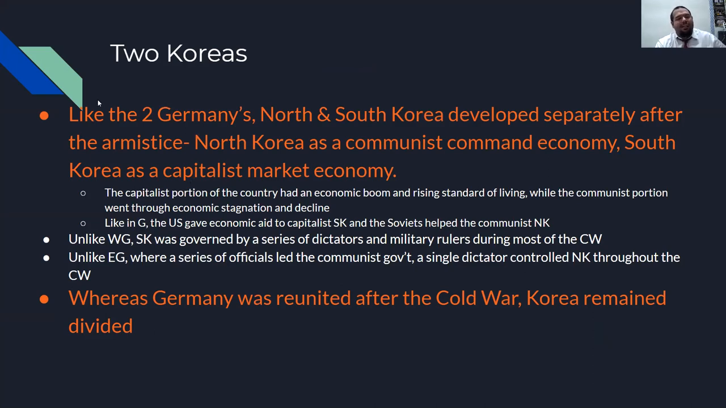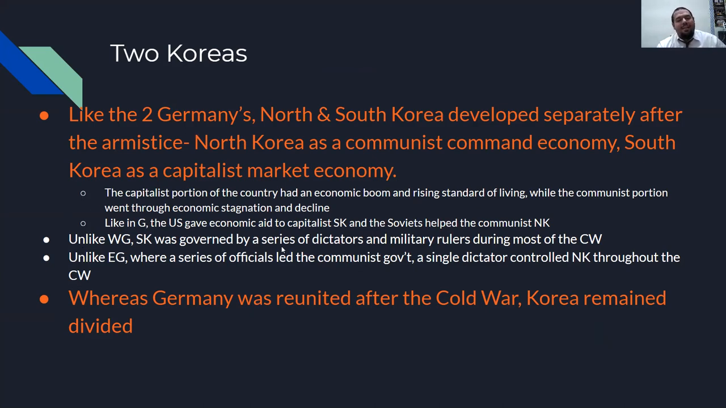So you have two Koreas. Like the two Germanys, North and South Korea developed separately after the armistice. North Korea as a communist command economy, South Korea as a capitalist market economy. The capitalist portion of the country had an economic boom and rising standard of living, while the communist portion went through an economic stagnation and decline. Like in Germany, the U.S. gave economic aid to capitalist South Korea, and the Soviets helped communist North Korea.